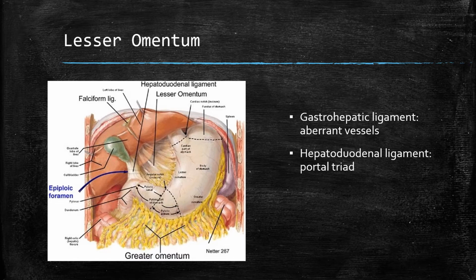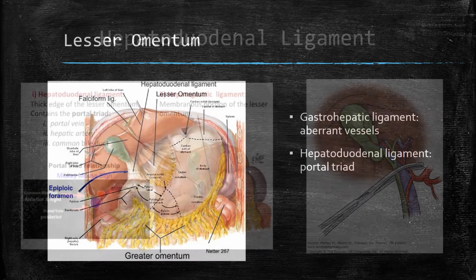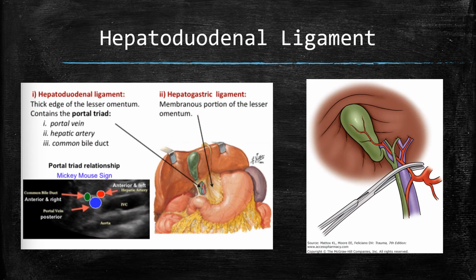The hepatoduodenal ligament is a much stouter structure, and it contains the portal triad: the hepatic artery, the common bile duct, and then the portal vein. In the left image here, we see the typical arrangement in the portal triad. The hepatic artery is anterior and to the left. The common bile duct is anterior and to the right. And the portal vein is the posterior structure.